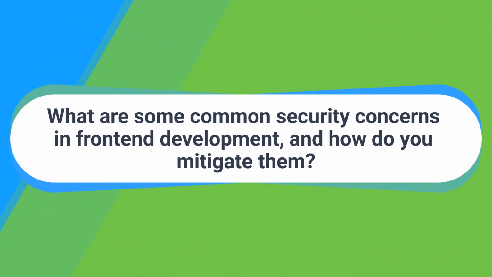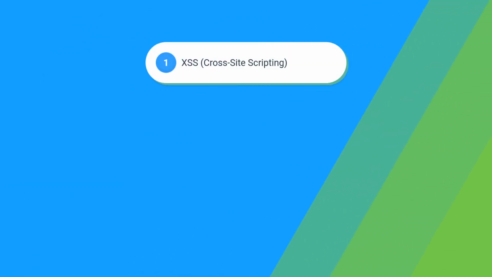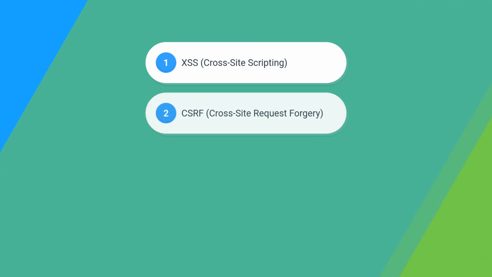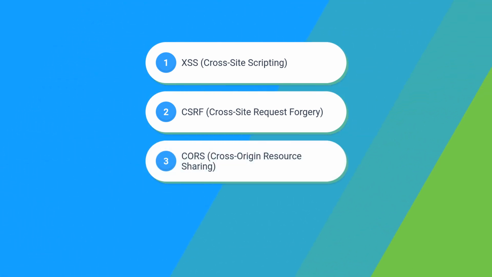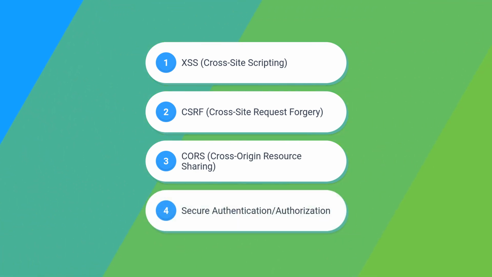What are some common security concerns in front-end development, and how do you mitigate them? XSS, cross-site scripting, sanitize user inputs, use content security policies, CSP, and escape HTML. CSRF, cross-site request forgery, implement anti-CSRF tokens and use same-site cookies. CORS, cross-origin resource sharing, configure CORS headers correctly on the server. Secure authentication and authorization, use secure methods for storing tokens like HttpOnly cookies and implement proper access controls.